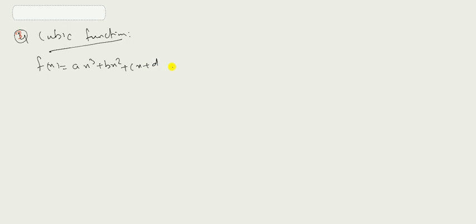Let us see. This is our number 4 function, which is a cubic function. Sorry, number 4 it is, not 3. A cubic function by definition is of this form: f of x is equal to ax cube plus bx square plus cx plus d. Here also a is not equal to 0. Now if it is a cubic form, remember there are two turning points.